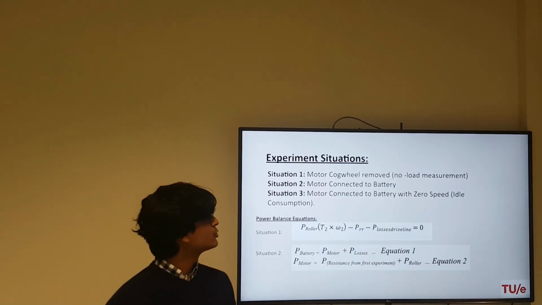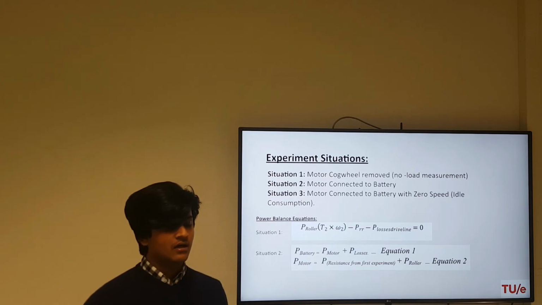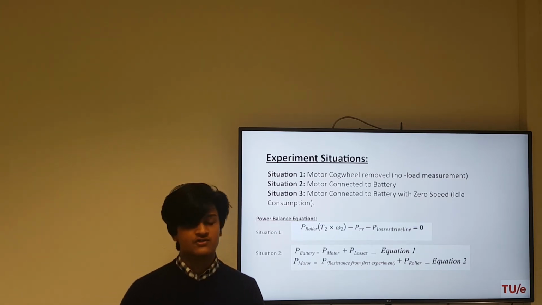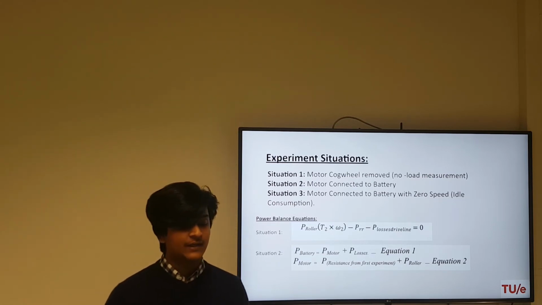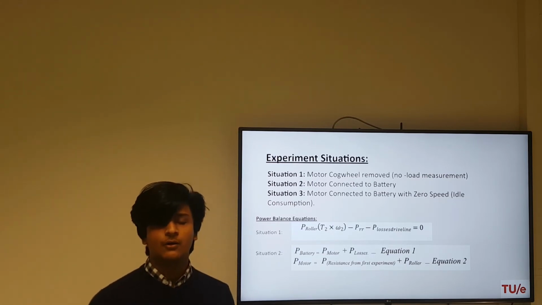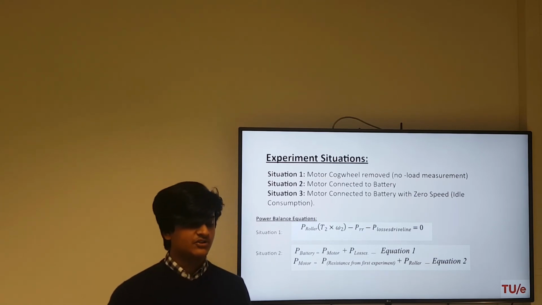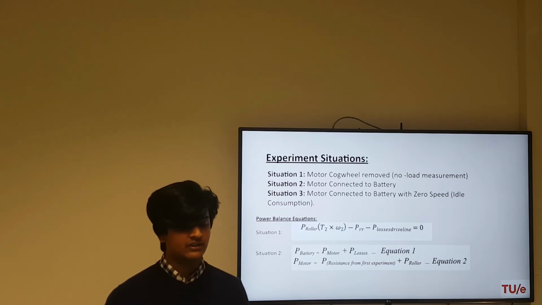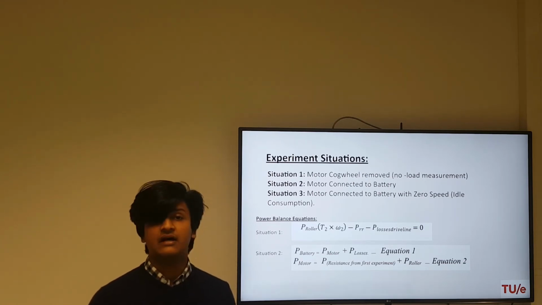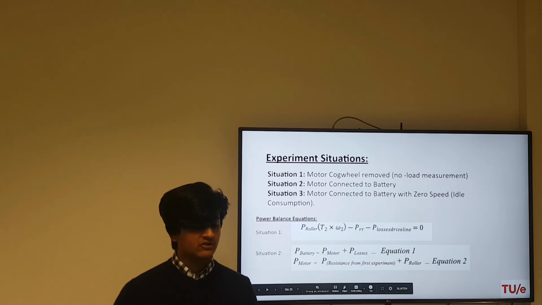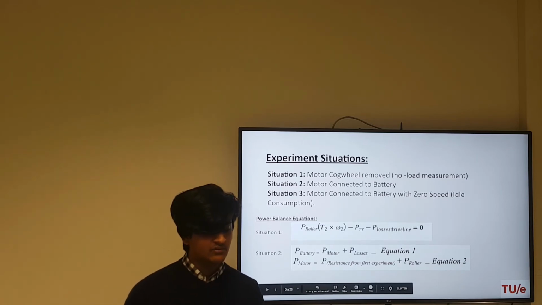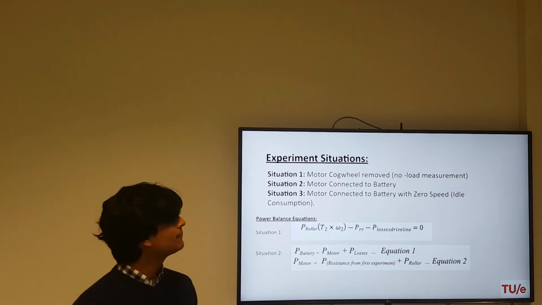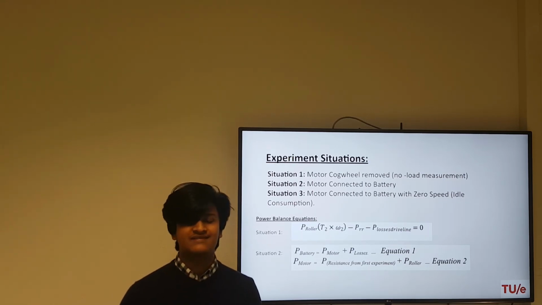Now our experiment situations. We have three different situations. In the first situation, we have the motor cog wheel removed, so we don't have the motor inside the car, and we test the car without the motor. In situation 2, the motor is connected to the battery, and in situation 3, the motor is connected to the battery but with zero speed, I mean the idle consumption of the car. I would also like to throw some light on the power balance equation for situation 1, which can be further cleared up after I show you a picture of the situation with the Sankey diagram.